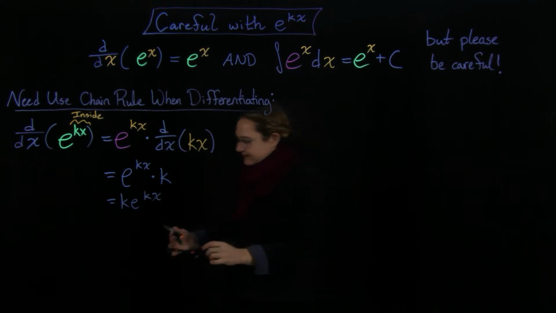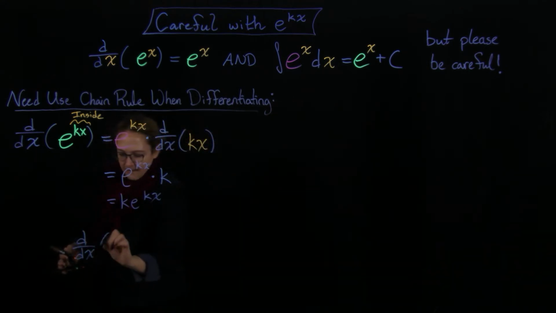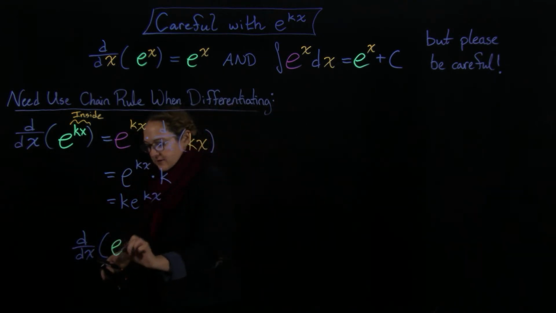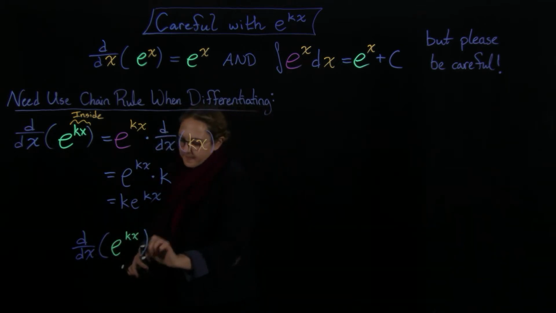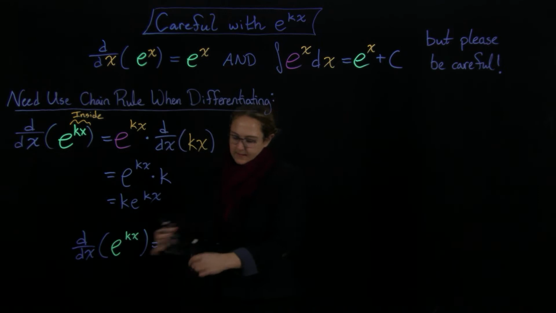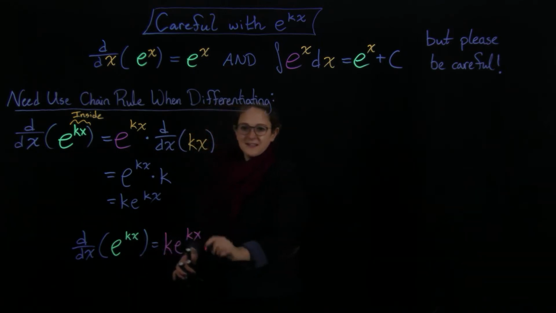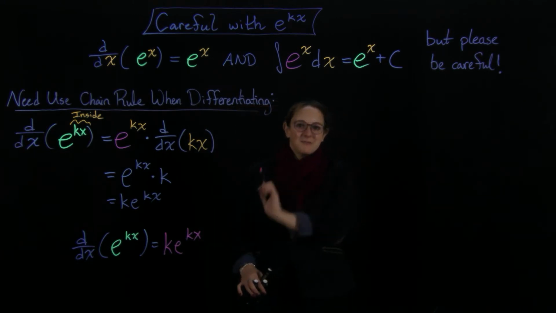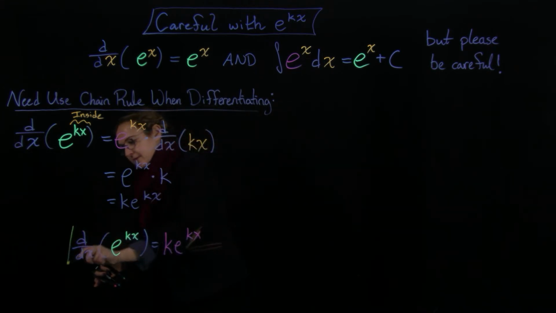Or to put something nice in a box down below, the derivative with respect to x of e to the kx equals k e to the kx. The reason that k shows up is because I was careful and I remembered to use the chain rule. Let's put a nice box around this.